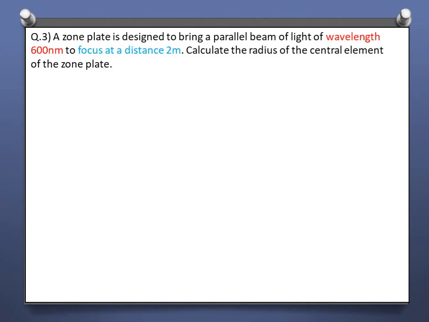Move to the third question. A zone plate is designed to bring a parallel beam of light of wavelength 600 nanometer to focus at a distance of 2 meter. Calculate the radius of the central element of the zone plate.